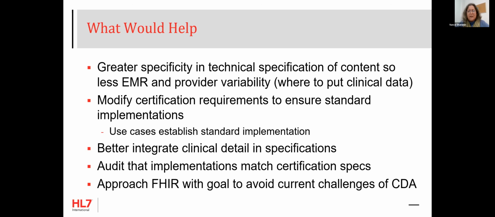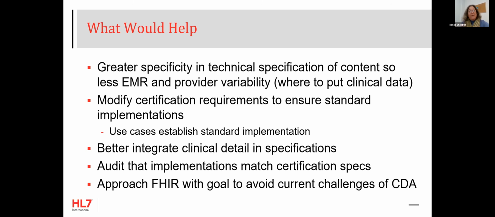I think we also need in our tech specs to be much more careful about integrating true clinical detail, like temperatures do have values to the right of the decimal point. And as supervisors of standards, I think it would be really helpful if there were audits done to make sure that implementations do really match certification specs, because I think what you also see in John's picture of all those data points all over the place is that you can say it's certified, but in practice, 50% of the time, it won't be implemented in a way that garners the effect of that certification.